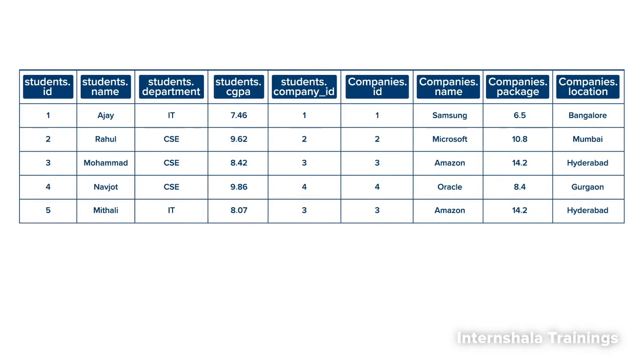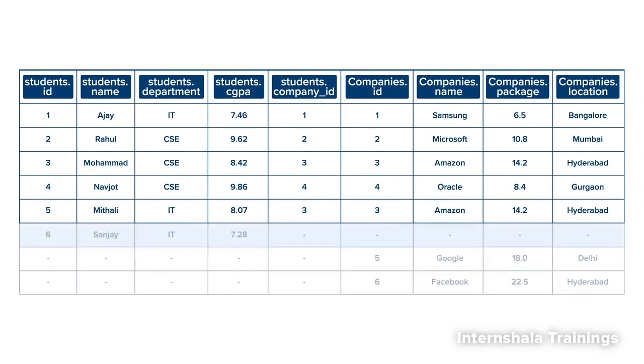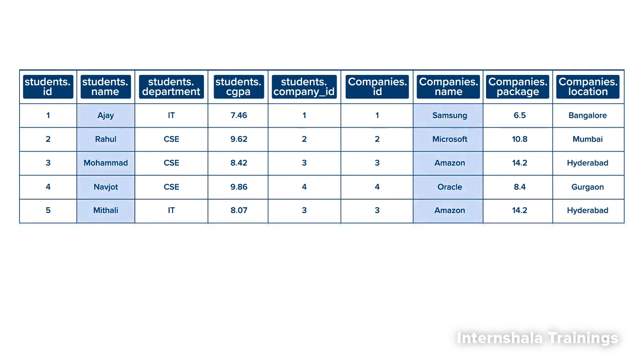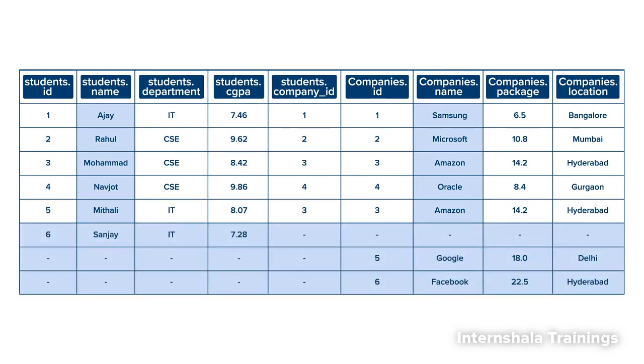If we compare the data of this table with the data of the previous tables, we can see that the information corresponding to Sanjay is missing. Also, the records from the company table that corresponds to Google and Facebook are also missing. This is because we have used inner join now. With inner join, only those records which have at least one associated record in the other table are fetched. For example, Ajay is associated with Samsung, Rahul is associated with Microsoft, Mohammed is associated with Amazon, and so on. But Sanjay has no company record associated with him. That is why the record that corresponds to Sanjay is not fetched in inner join.